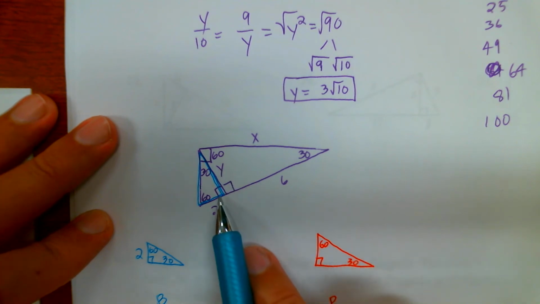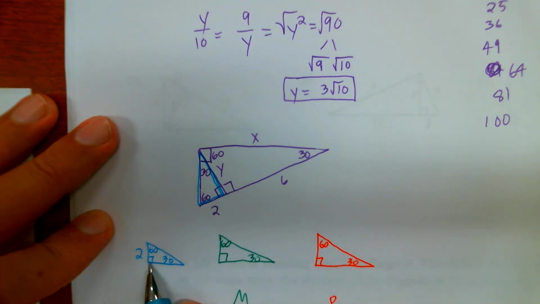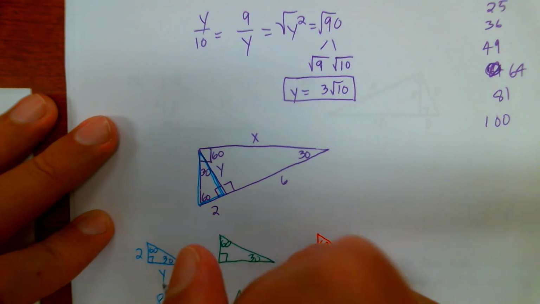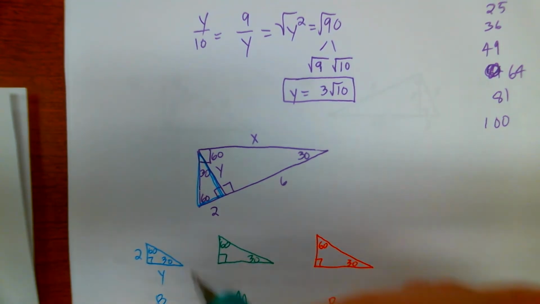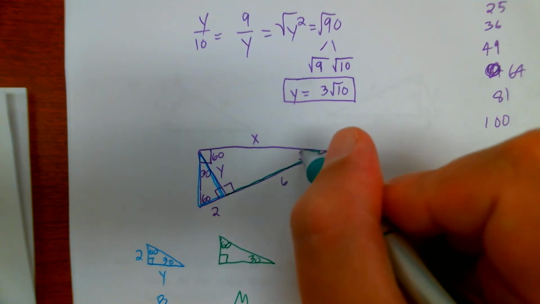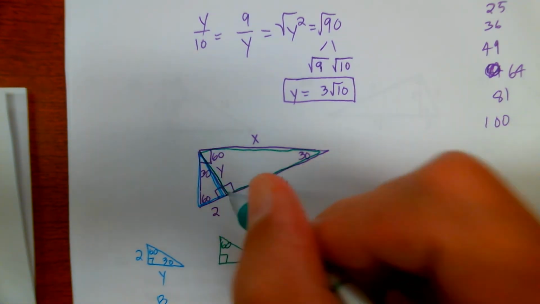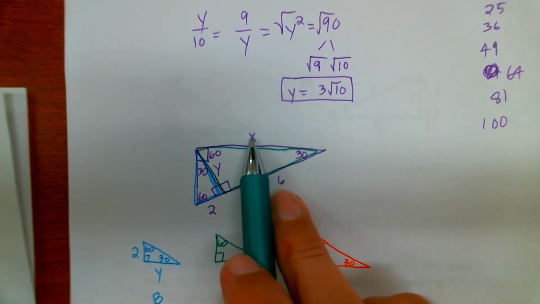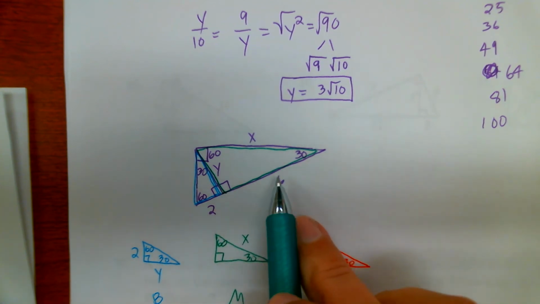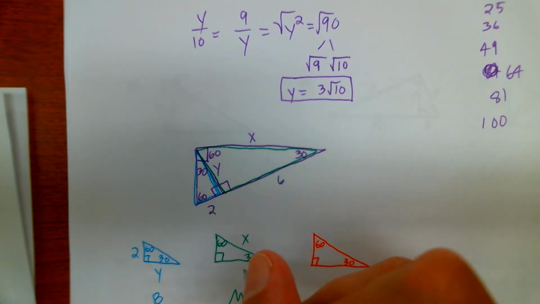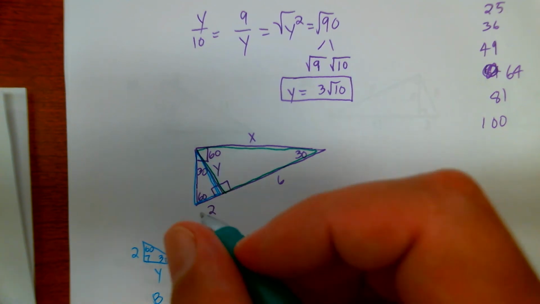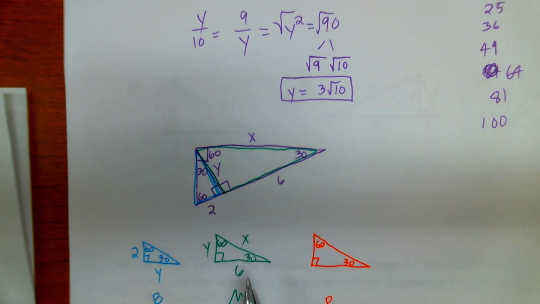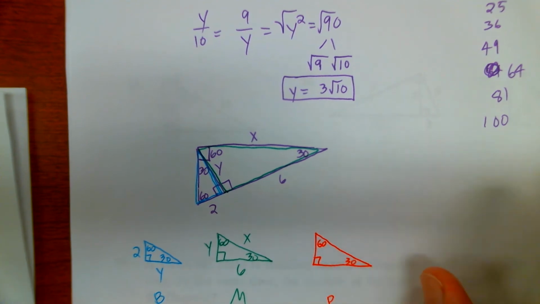The y goes between the 90 and the 30. Okay, on the mama triangle, the middle triangle, x is the hypotenuse. 6 goes between the 90 and the 30, and the y goes between the 90 and the 60. So I can label all three sides for the mama triangle.